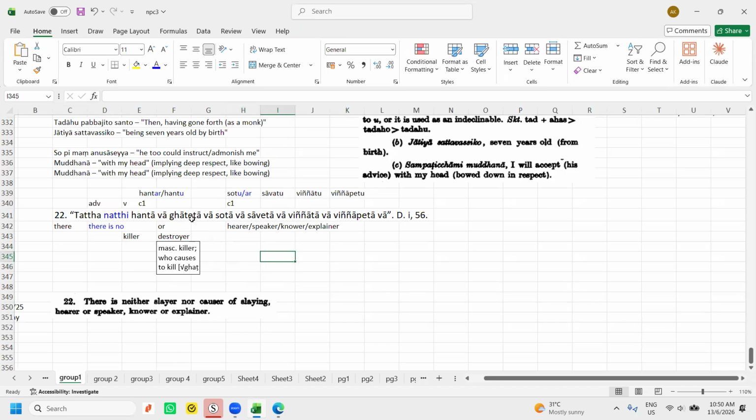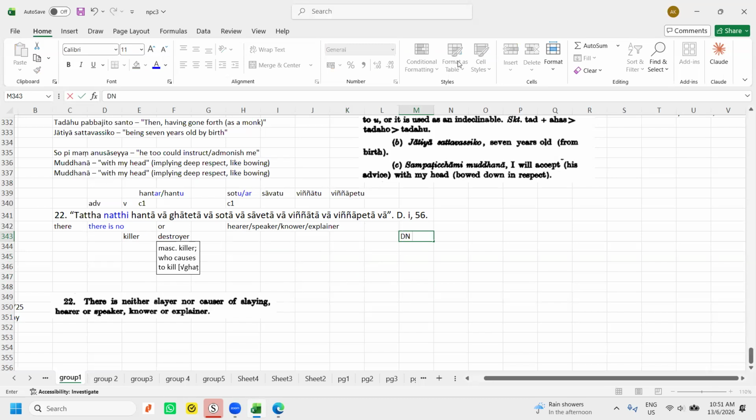So because this ends with ETA, this ends with ETA. So in this case, there is no healer, a destroyer. Can you see a destroyer, hearer, speaker, knower, and explainer? This is Digha Nikaya. This is the end. I didn't check in which the end.